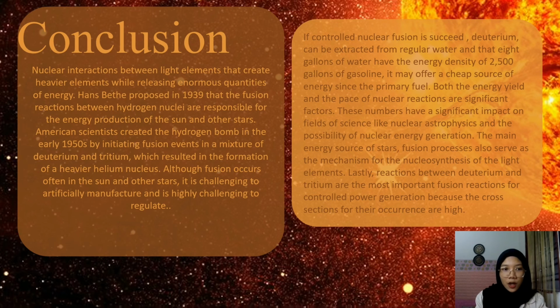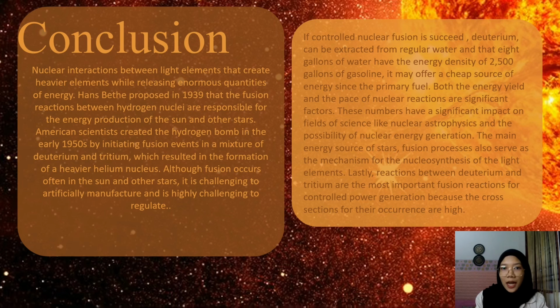Although fusion occurs often in the sun and other stars, it is challenging to artificially manufacture, and it is highly challenging to regulate. If controlled nuclear fusion is successful, deuterium can be extracted from regular water, and 8 gallons of water have the energy density of 2,500 gallons of gasoline. It may offer a cheap source of energy since the primary fuel is abundant.